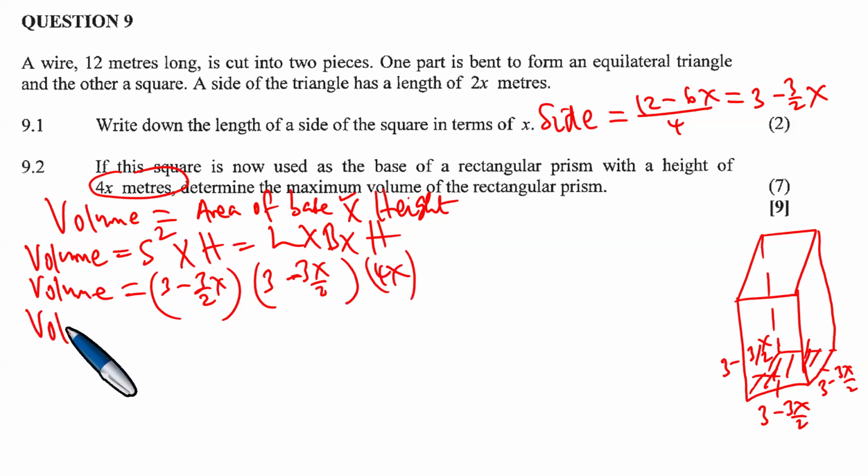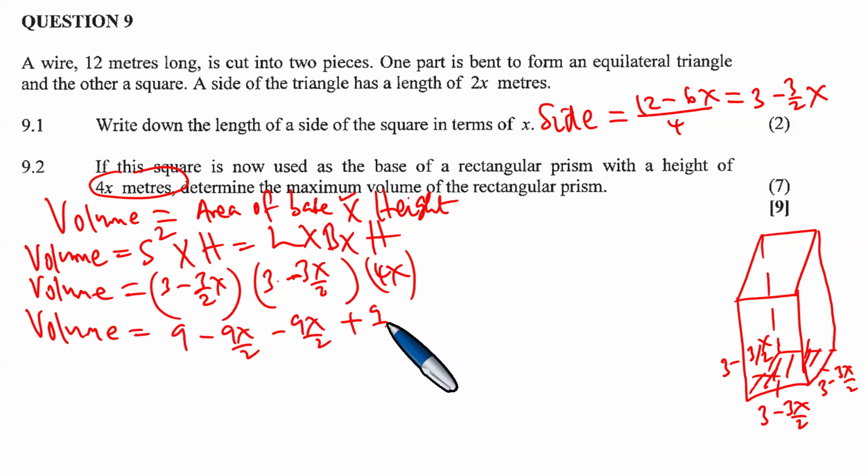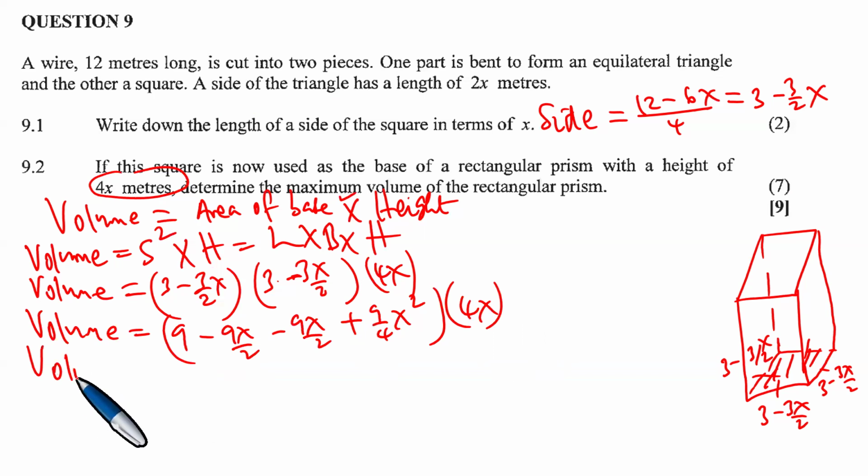So which means the volume, right? So let us deal with this here. You'd have 3 by 3 giving us a 9. 3 by this one is minus 9x out of 2, which is 9 out of 4, x squared. Volume. Okay, let's come to this, multiply out. 4 by 9 by 4.